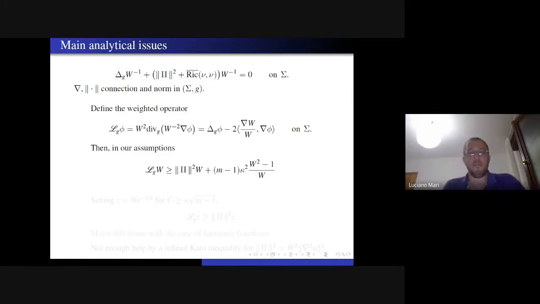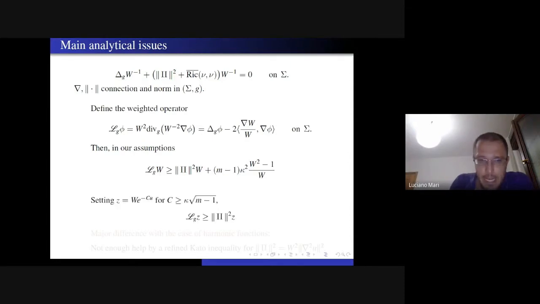I want to discuss the main analytical issues where the case of minimal graph is considerably more delicate than the case of harmonic functions. We start with the Jacobi equation for w to the -1, so we need to find an equation for w to be able to bound w from above, and the equation for w is better written in terms of an operator which is a weighted Laplacian instead of the Laplacian on the graph. Every computation now is on the graph.